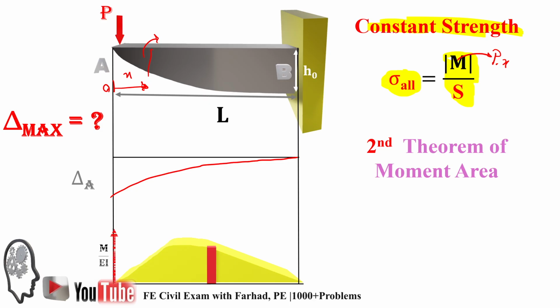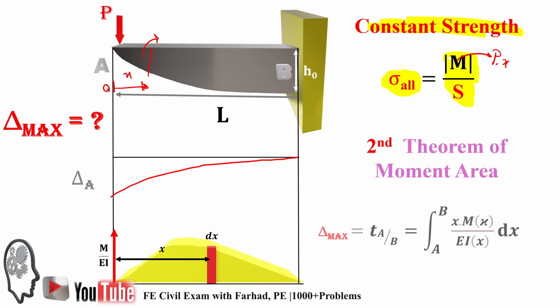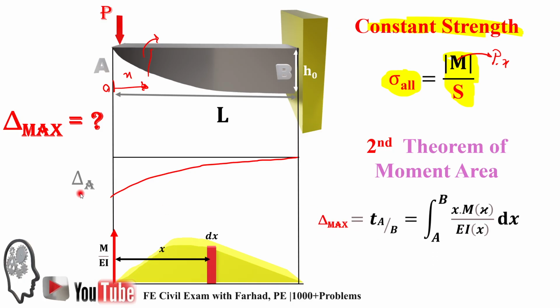If you consider M over EI and then apply the second theorem of the moment area method, that says delta maximum, which is delta A, is equal to the tangential deviation of A. This is the tangential deviation of A from a horizontal line at B, which stands for this distance. That's exactly delta A, and that's delta maximum.